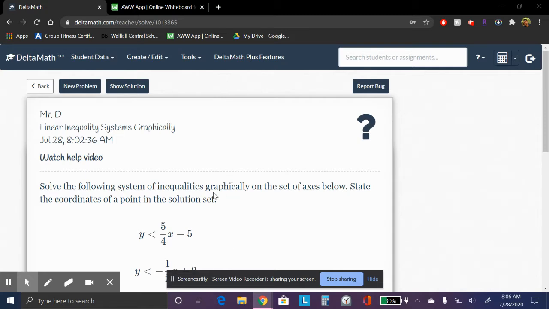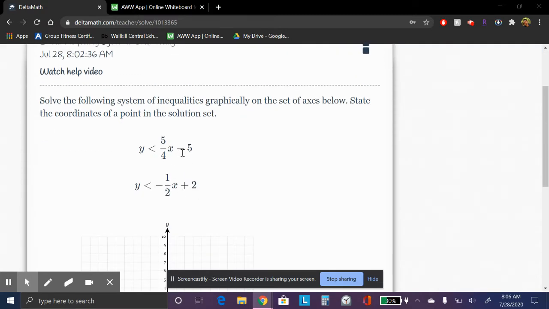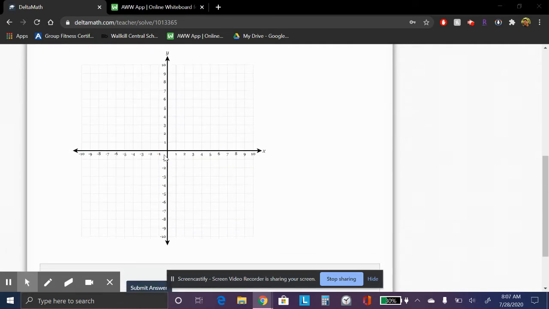So let's take a look at this system of inequalities. They're both in mx plus b form, so I don't have to adjust them, which is awesome. The top one here, the y-intercept's at -5, and it goes up 5 to the right 4. So you start down here at -5, up 5 to the right 4.